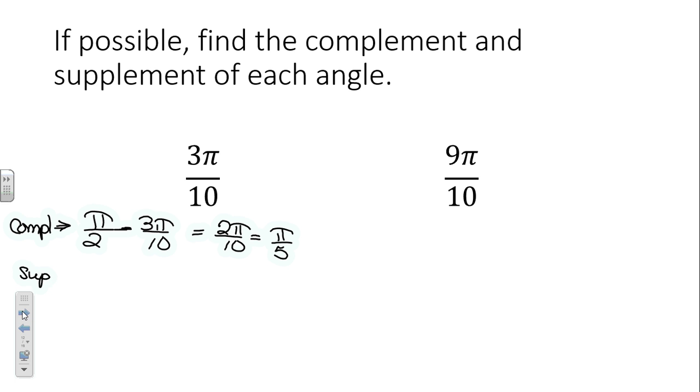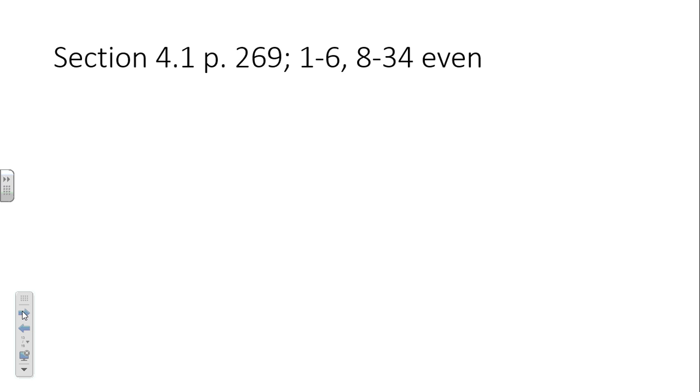Supplement. We're going to take pi, which is the equivalent of 180, right? And we're going to take away that 3 pi over 10. 10 pi over 10, so yep, 7 pi over 10. Make sense? Or do you guys remember this stuff? Do we need to work with the 9 pi over 10 then, or keep going? Okay. All right, so that's it. We are working on section 4.1, page 269, 1 to 6 and 8 to 34 even.